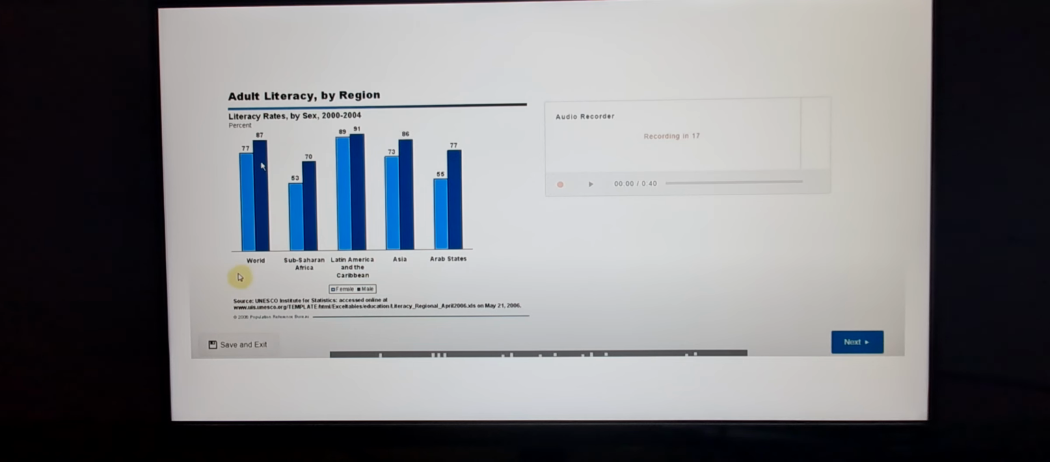So here we go. The given image speaks about adult literacy by region. As we can see clearly, the literacy by region is from the world, Latin America and the Caribbean, Asia, Arab states. The rate census from the year 2000-2004 for the world is 77-87, for Sub-Saharan Africa is 53-70, for Latin America is 89-91, for Asia is 73-86, for Arab states 55-76.